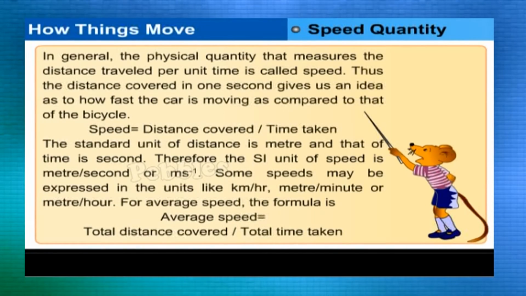Speed quantity. In general, the physical quantity that measures the distance traveled per unit time is called speed. Thus, the distance covered in 1 second gives us an idea as to how fast the car is moving as compared to that of the bicycle. Speed is equal to distance covered divided by time taken. The standard unit of distance is meters, and that of time is seconds. The SI unit of speed is meters per second. For average speed, the formula is average speed is equal to total distance covered divided by total time taken.